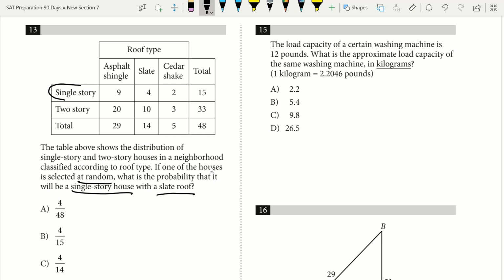Okay, we're going to find single-story house, which is right here, find slate roof, and we see that that's a 4. Now it's any house at random, so that 4 is going to be out of our total, okay? We aren't selecting from a criteria, we're selecting from our total. So that's going to be 4 over 48, which is going to be answer choice A for 13.